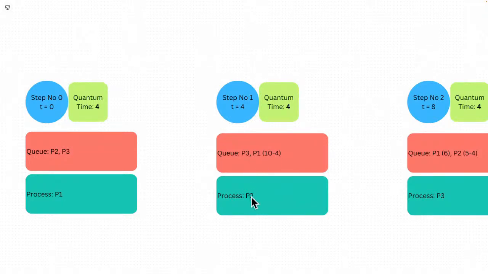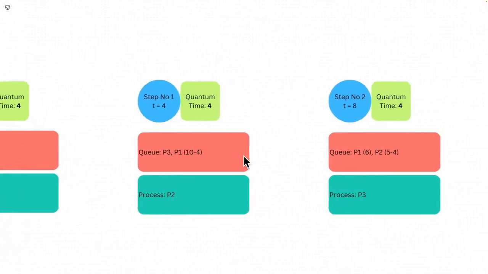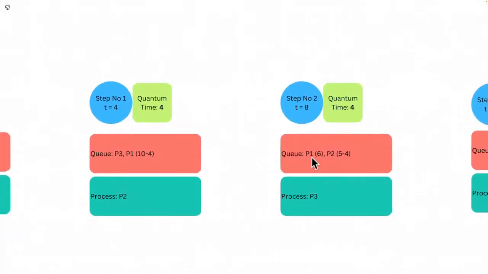And from there, we have process 2 that's kickstarted. And the next process that's going to run is going to be process 3, or P3. So if we go to the next step, we'll see here that now we have P1 that's waiting next with 6 units of time remaining. And we have P3 that's kickstarted. And P2 has gone back to the queue, which is going to have 5 minus 4, which is going to be 1 unit of time remaining. So this is at t equals 8.